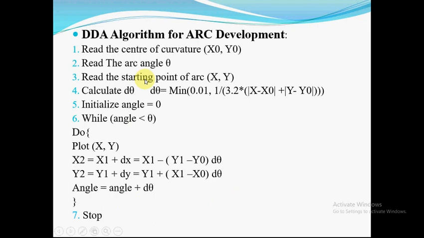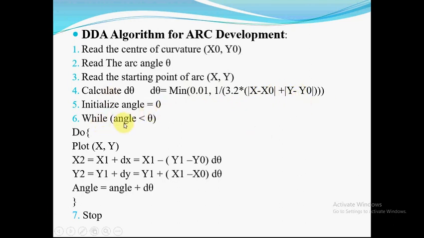Now we come to the DDA, digital differential analyzer algorithm. The algorithm for arc development says: read the center of curvature x0, y0, which is the center point. Read the arc angle theta, how much angle you need. Read the starting point of the arc x0, y0, from where you are going to start. Calculate d theta, which is the minimum value from 0.01 to 1 by 3.2 multiplied with (x minus x0) plus (y minus y0).